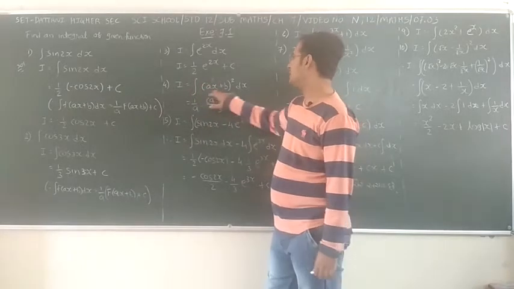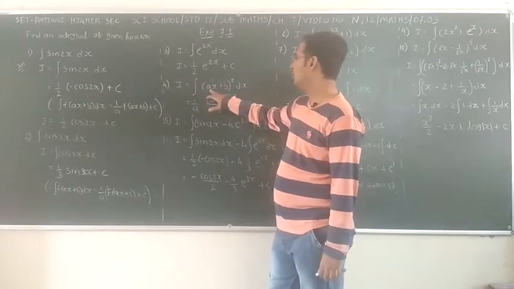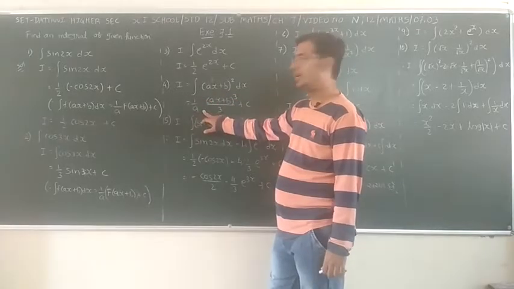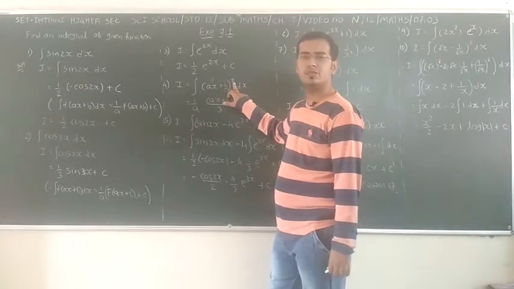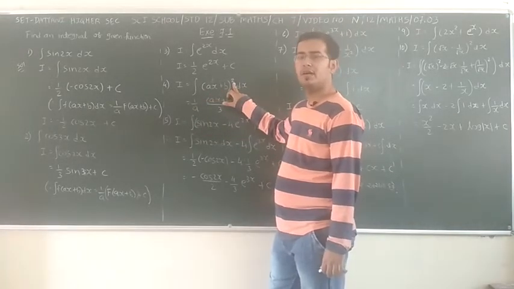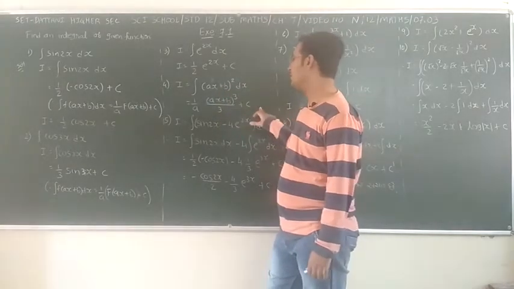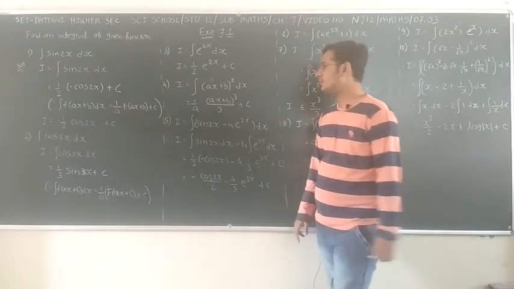Next, (ax+b) whole square. So 1 upon a, the coefficient of x, then here the formula for x raised to n is x raised to n plus 1 by n plus 1. So x raised to 2 plus 1 is 3, divided by 2 plus 1 which is 3, plus c.